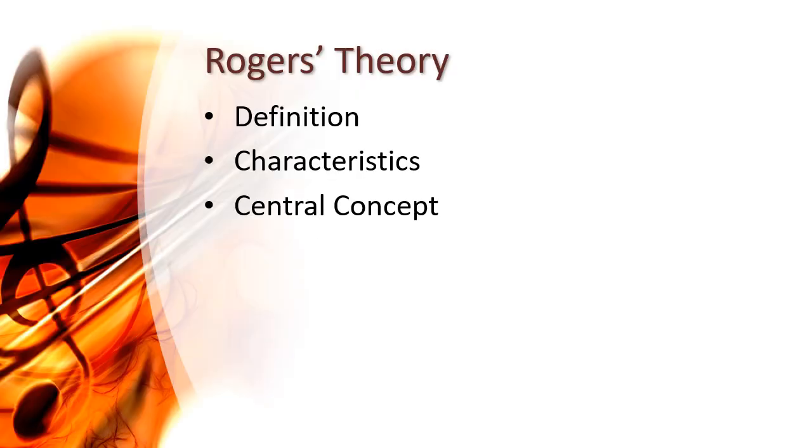Now to explore an explanation of actualizing tendency, Rogers' theory. Definition: actualizing tendency, proposed by Carl Rogers, is the innate drive of every individual to grow, develop, and fulfill their potential. Characteristics: it involves the tendency towards self-actualization, self-improvement, and personal growth throughout life. Central concept: Rogers posited that individuals have an inherent drive towards growth and actualization, which can be facilitated or inhibited by environmental factors.